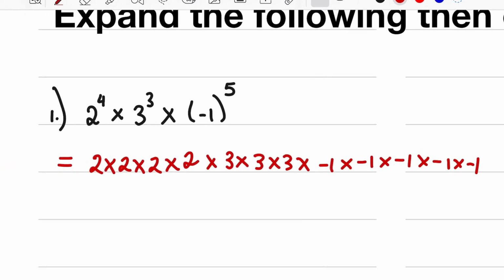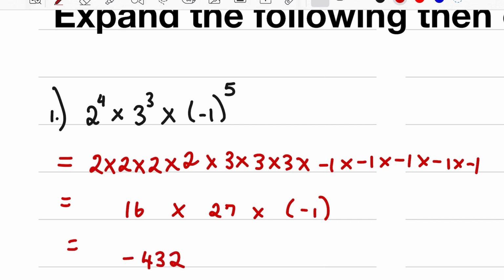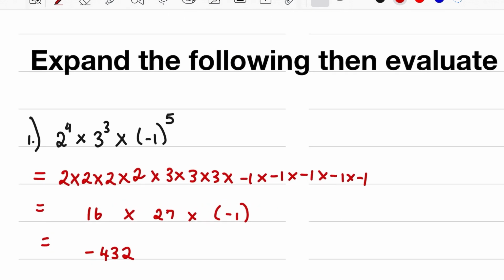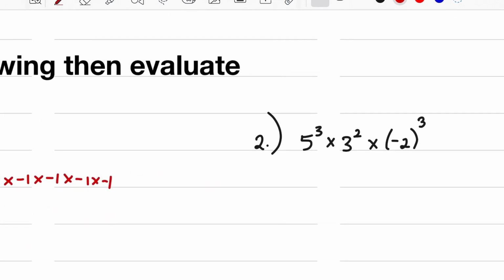Right. Now we know that 2 to the power 4 is 16. 3 to the power of 3 is 27. And minus 1 to the power 5 is going to be minus 1. Again, because negative base and odd power means we have a negative answer there. So we have 16 multiplied by 27 multiplied by minus 1, which gives us minus 432. Again, work it out manually or use a calculator. Either one works. Let's move on to question 2.